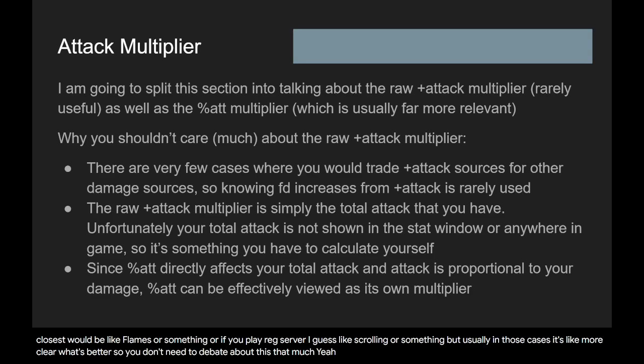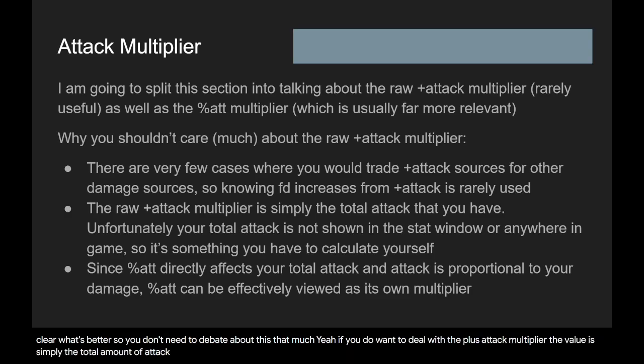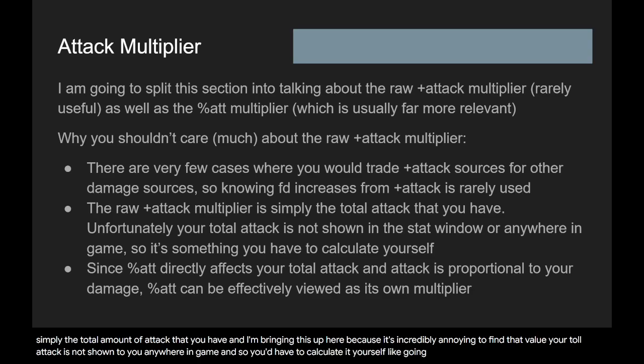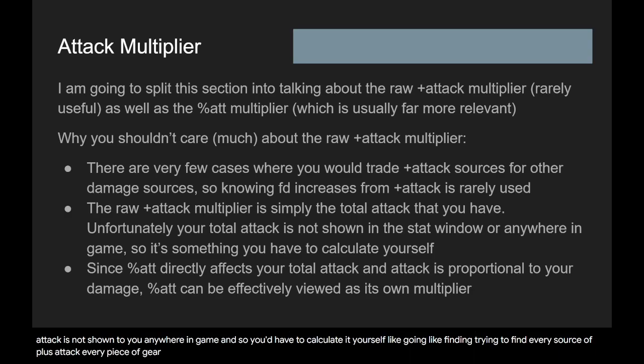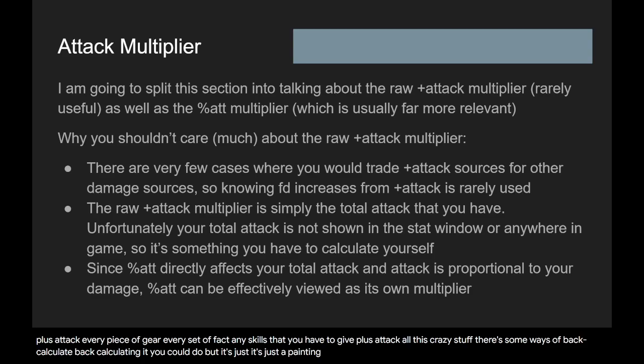Yeah. So if you do want to deal with the plus attack multiplier, the value is simply the total amount of attack that you have. And I'm bringing this up here because it's incredibly annoying to find that value. Your total attack is not shown to you anywhere in game, and so you'd have to calculate it yourself, like trying to find every source of plus attack, every piece of gear, every set effect, any skills that you have that give plus attack, all this crazy stuff. There's some ways of back calculating it that you could do, but it's just a pain no matter what.